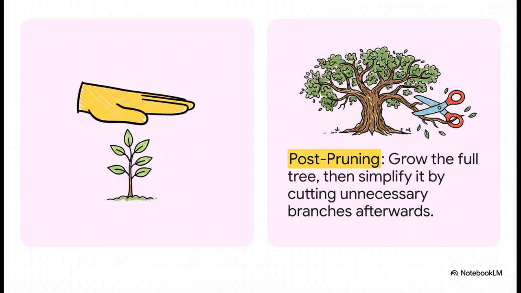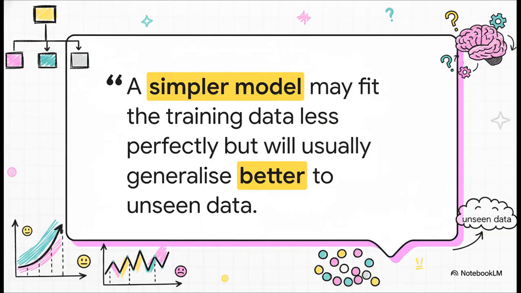This is the opposite strategy. You let the tree go wild and make all the mistakes it wants, and then you go back and strategically snip off the branches that aren't really helping. You're fixing the mistakes after the fact. And this whole process, this pruning, is really all about finding that perfect balance. We want a model that's accurate, of course, but also simple enough to work on new data.